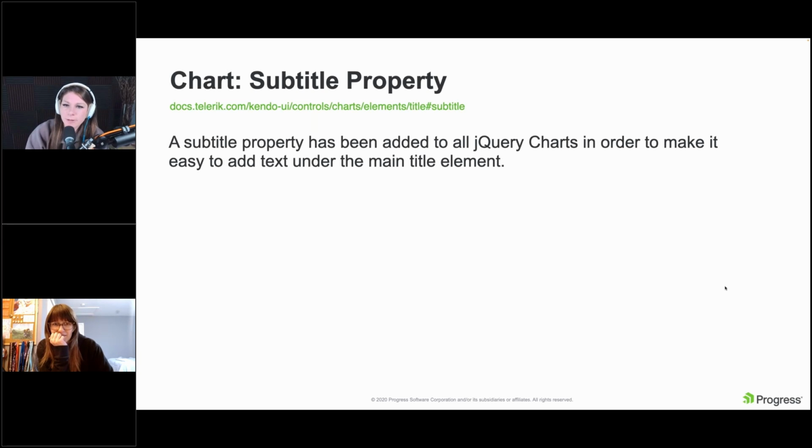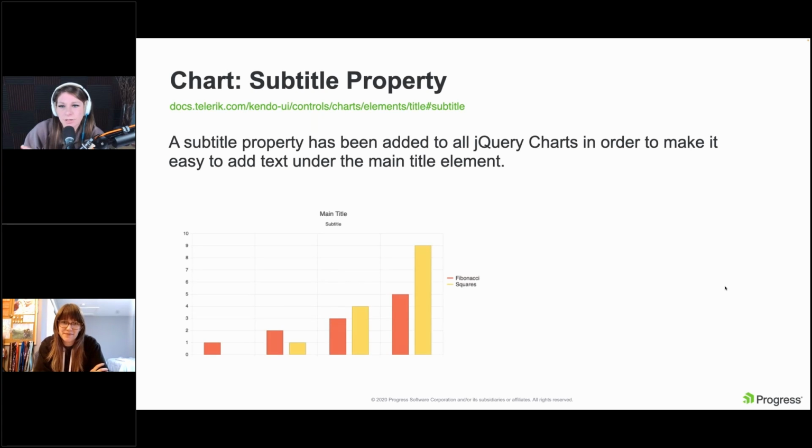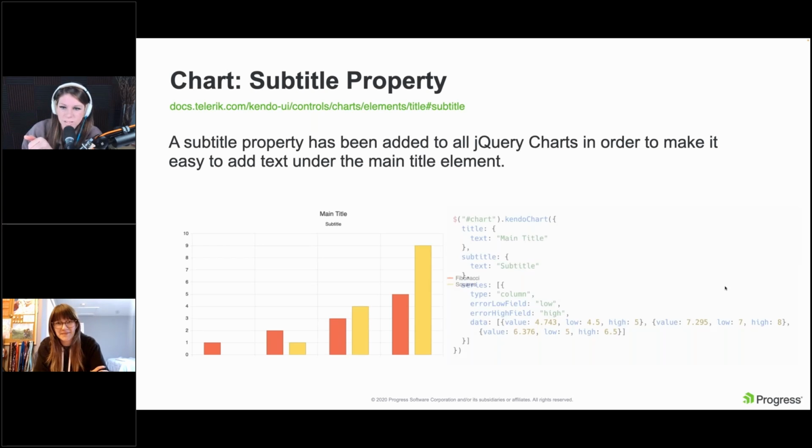So the subtitle property has been added to all the jQuery charts to make the text under the main title element. This one, obviously not very specific, main title, subtitle, but we wanted to differentiate which one was which. And then here you can see with the Kendo chart how we're specifying it, very similar to the way the title was always specified. Now you just say subtitle and pass in text. Very simple. So it's a small change, but a cool change. I like it. So add subtitles to your charts, people.